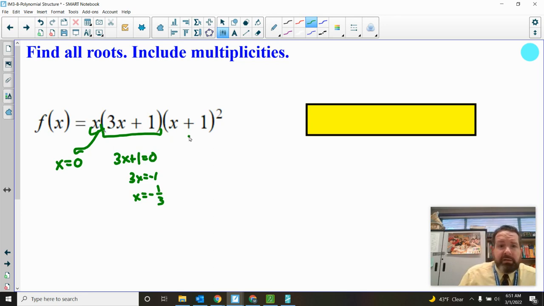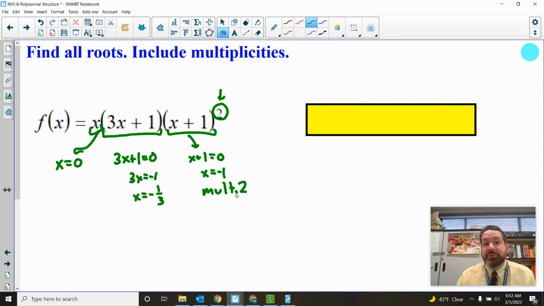Now from back here, if x plus 1 equals 0, subtract the 1, x equals negative 1 is a root, but notice it's going to be a root 2 times. So mult2 means with a multiplicity of 2. So these are how I would describe my roots.